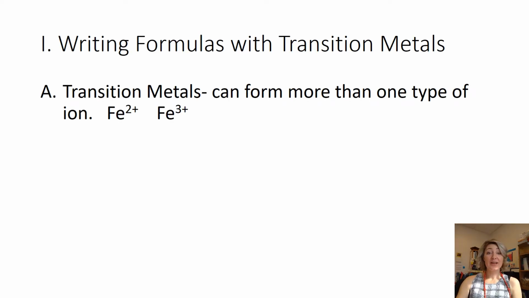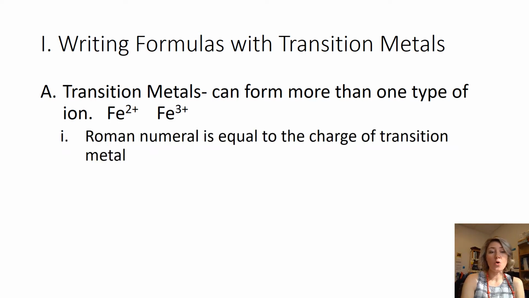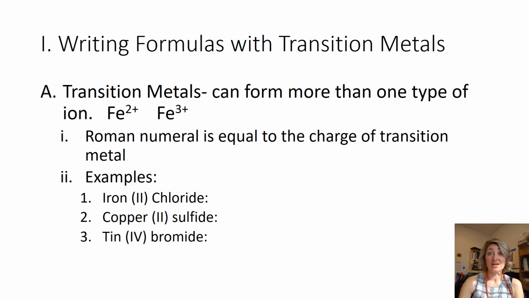Okay, so let's start by learning how to write formulas if you have a transition metal present. The tricky thing about transition metals is that they can form more than one type of ion. For example, iron can have a +2 charge or it can have a +3 charge. Knowing which of those charges is present tends to be where people get tripped up the most when writing these formulas. So in the name of your ionic bond with a transition metal, you're going to see a Roman numeral. That Roman numeral is equal to the charge of the transition metal. So they tell you which one you're using right there in the name.